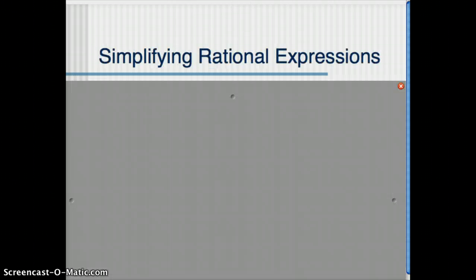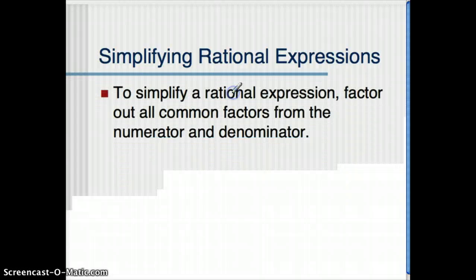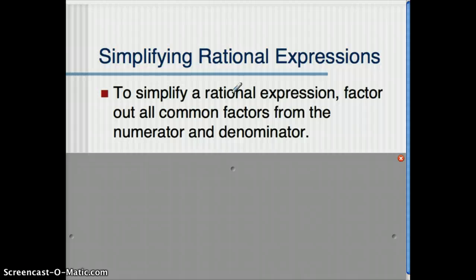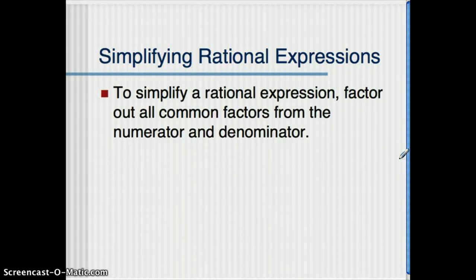When we simplify rational expressions, it's just like when we simplify fractions, but it's going to look a little bit more complex. To simplify a rational expression, you can factor out all common factors from the numerator and denominator. For example, a lot of times you've had a problem like 10/25ths, and you factored out common factors. You usually just said, I'm going to divide by 5 because 5 goes into both of those. So that's going to be 2/5.